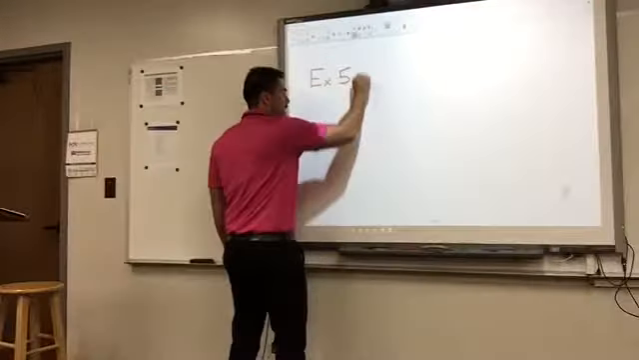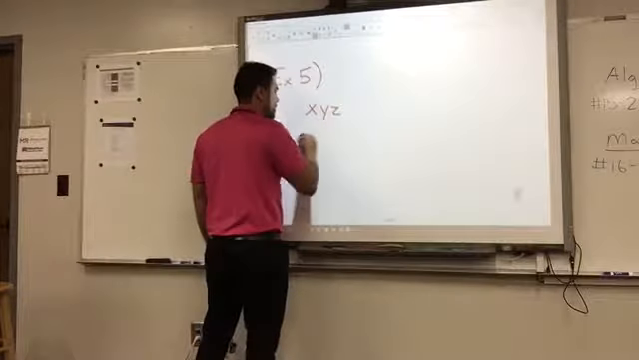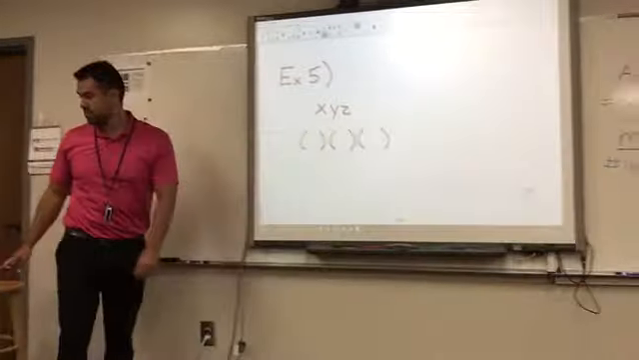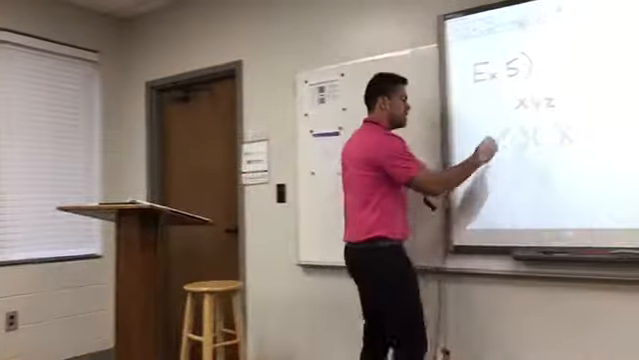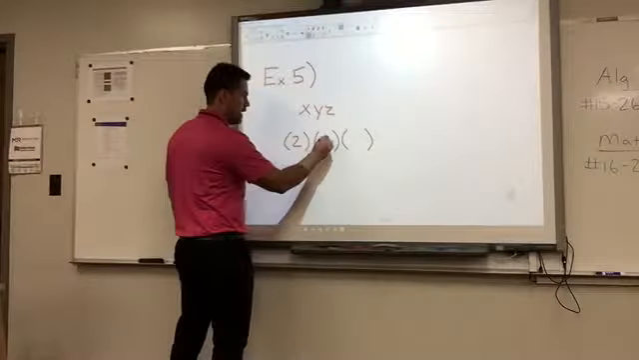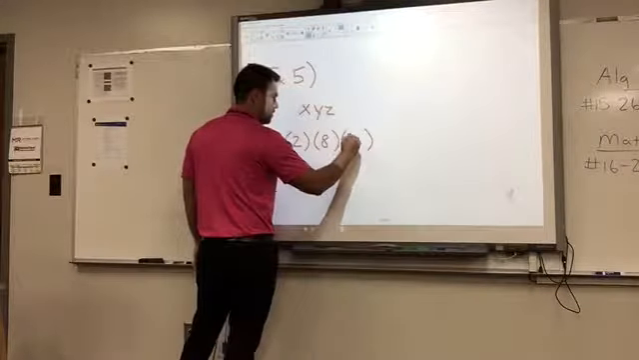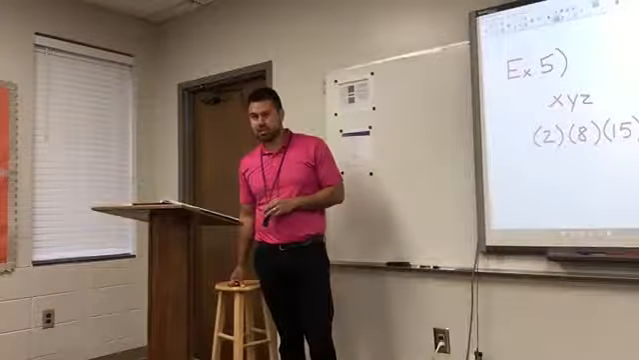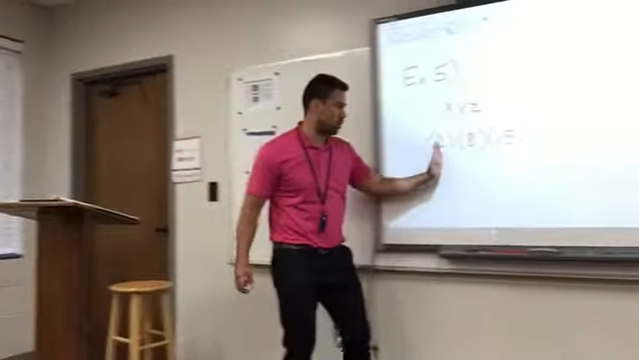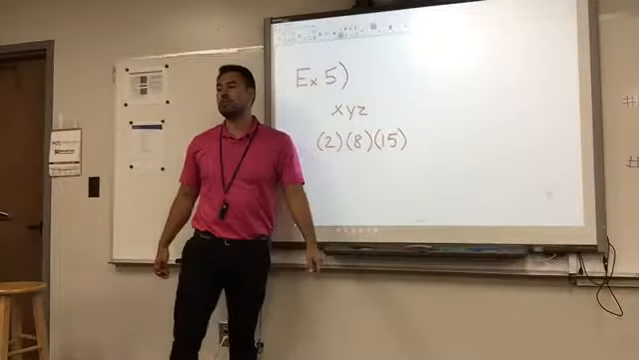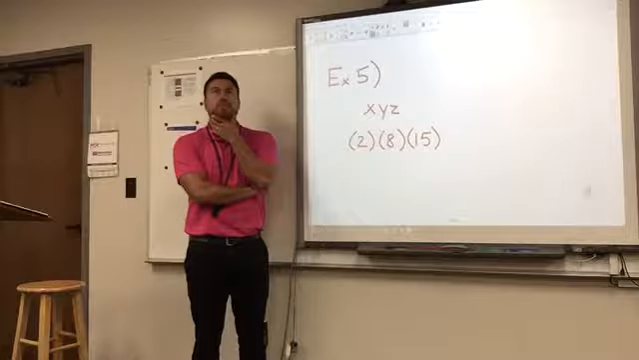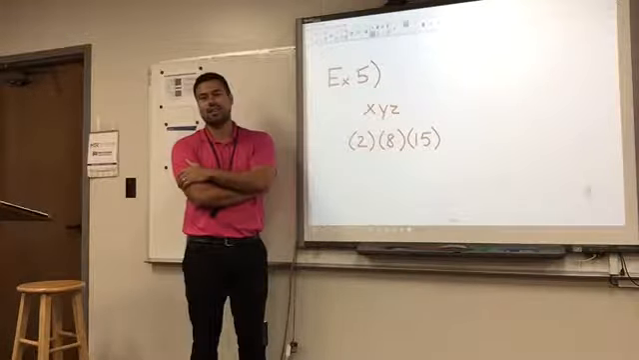Okay, they want us to evaluate xyz. And what does x equal on example 5? 2. What's Y? 8. And Z? 15. All right. They say evaluate mentally. So you can write the problem down, but now it's time to do it mentally. 2 times 8 is 16 times 15. Ooh, 166. Oh man, I'm losing it.